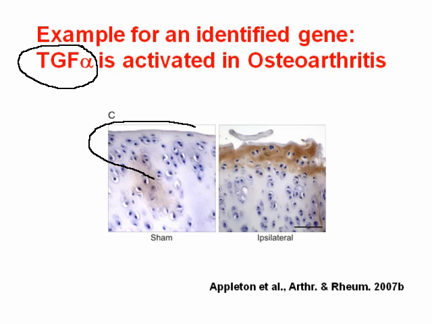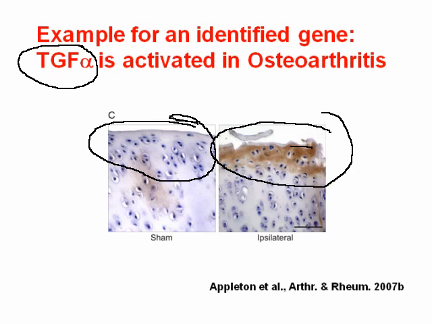If we then look over here in sham, which is again our control, our healthy cartilage, we don't see a lot of brown staining for this growth factor. There isn't much of it there. But if you then look on the right in our osteoarthritic model, you see there's a lot of brown staining up here, very intense, very strong staining.